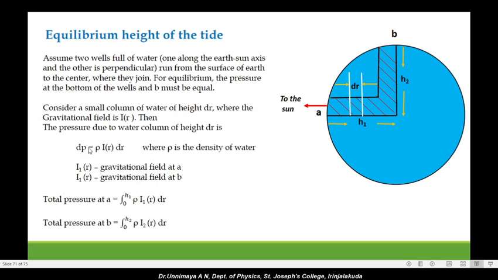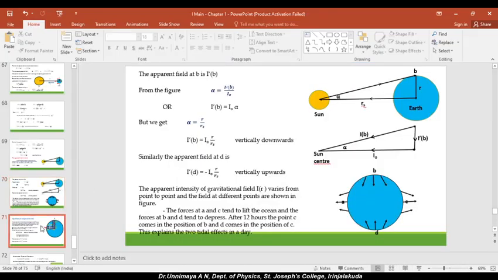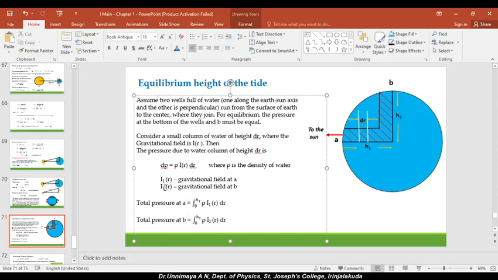Then pressure due to the water column of height dr can be represented as dp is equal to... dr ഹൈറ്റുള്ള വാട്ടർ കോളം ആയതുകൊണ്ടാണ് നമ്മൾ dp ന്റെ പ്രഷറിനെ എഴുതിയത് കേട്ടോ. r ഹൈറ്റുള്ള വാട്ടർ കോളം ആയിരുന്നെങ്കിൽ p എന്ന് നമ്മൾ എഴുതിയാണ്. സോ dp is equal to rho into I of r into dr, where rho is the density of water. Let I1 of r be the gravitational field at the point A and I2 of r be the gravitational field at B. I2 of r ആണ് gravitational field at B.